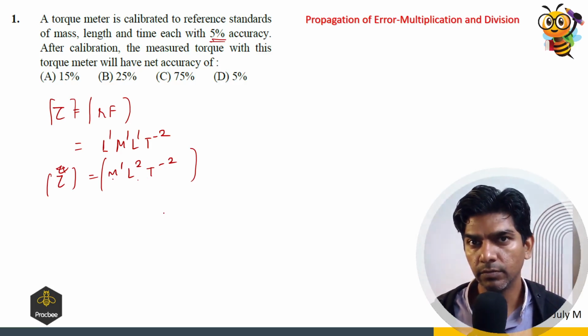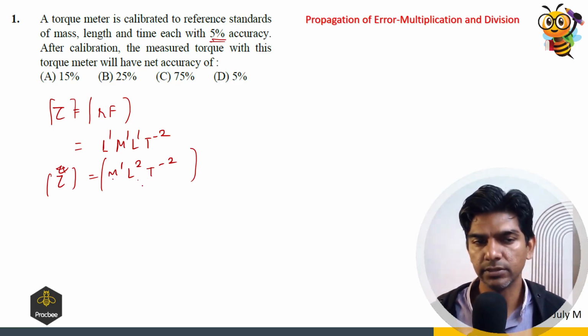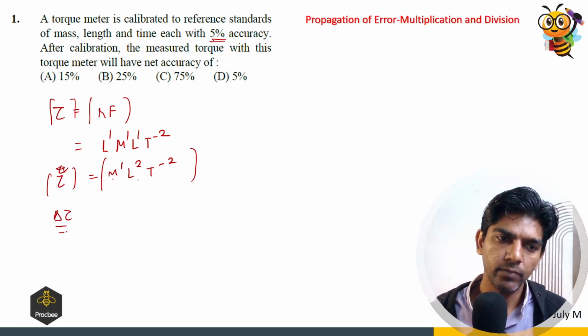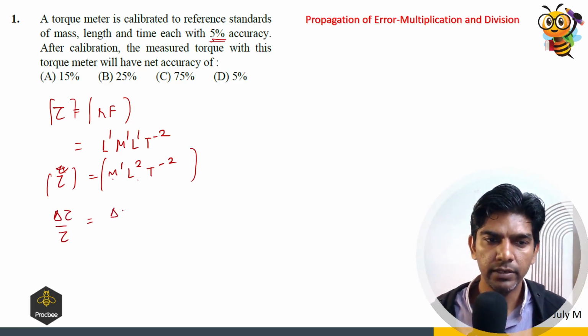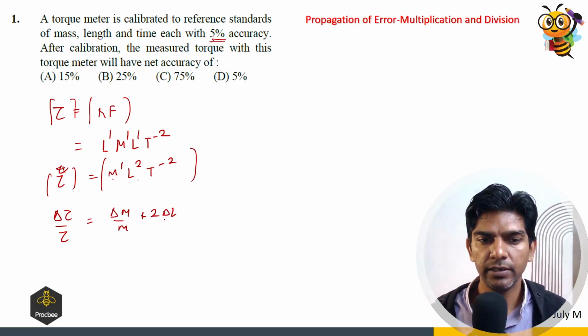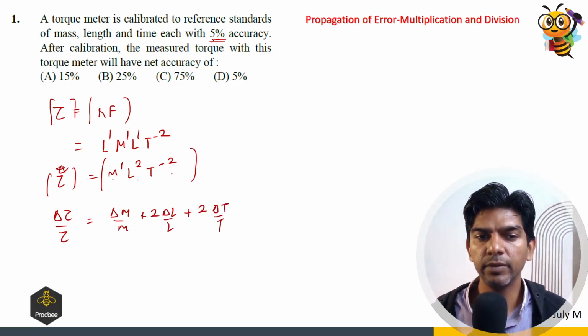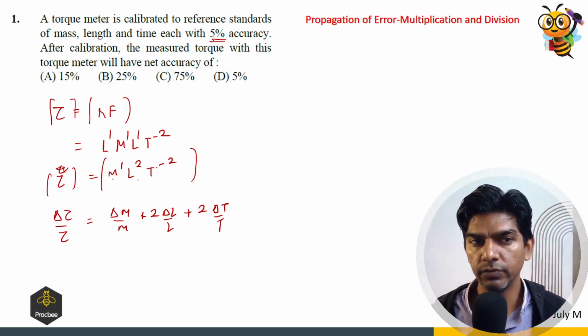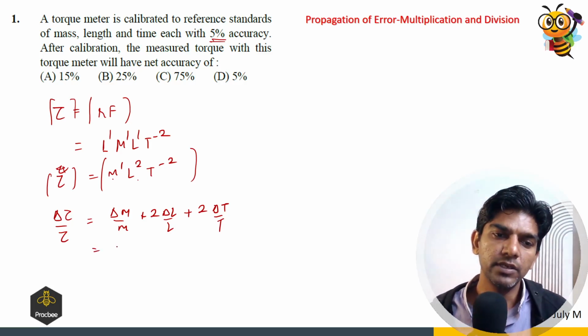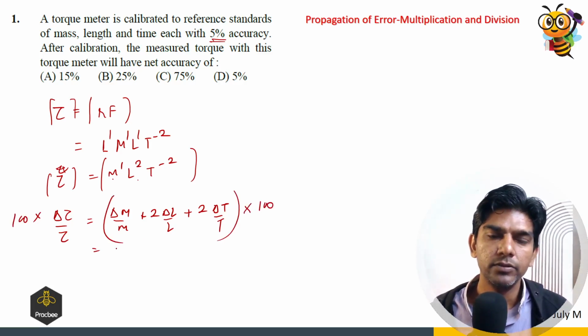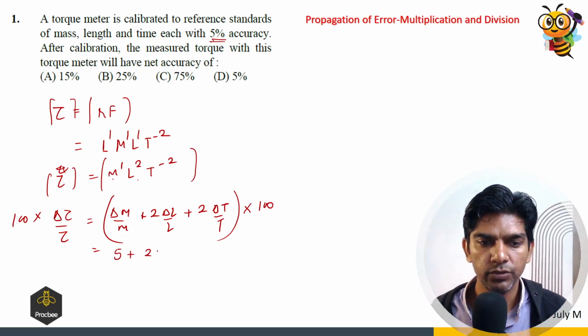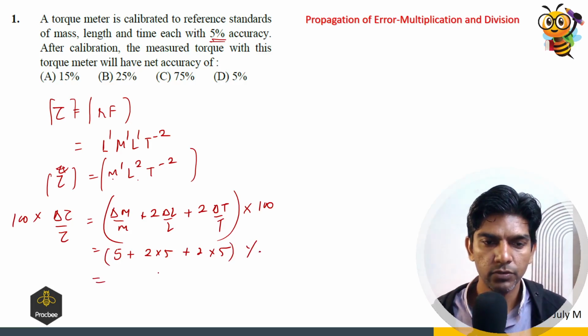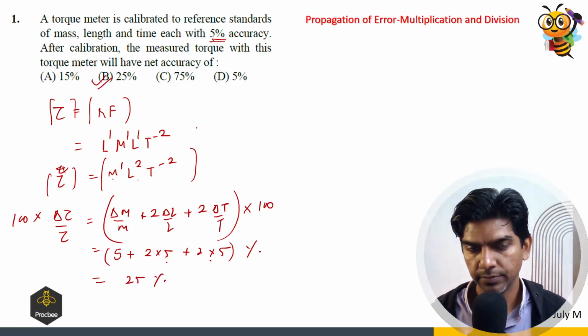So we have the percentage error, that is 5% in all these quantities. So the relative error in measurement of torque will be delta M by M plus 2 times delta L by L plus 2 times delta T by T. Again, I'm taking plus 2, not minus 2, because we always have to find the maximum error. So this comes out to be, and let us multiply this with 100. So this will be 5 plus 2 times 5 plus 2 times 5 in percentage. So it comes out to be 10 plus 10 plus 5, 25%. So option B is the right answer.